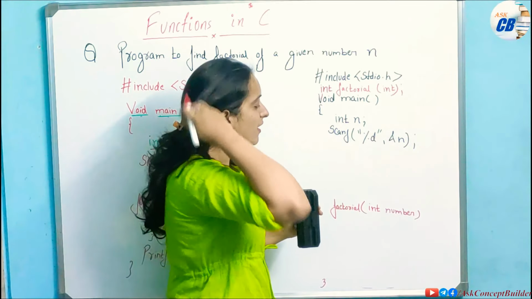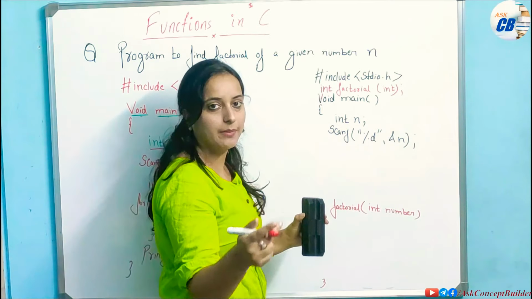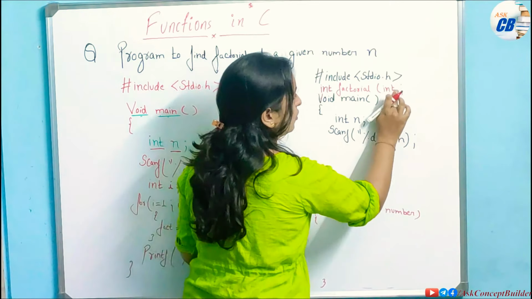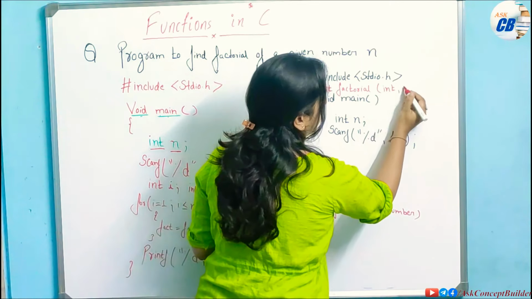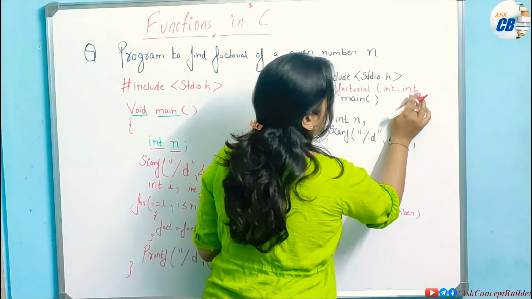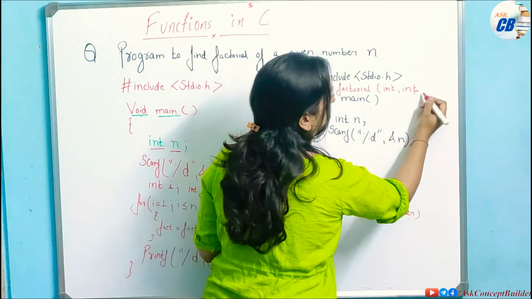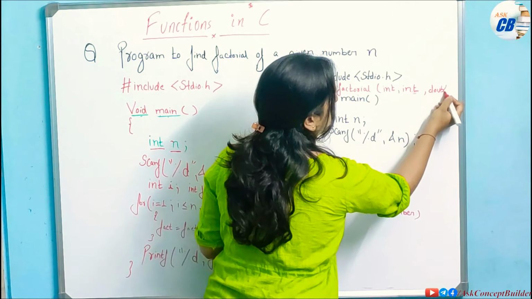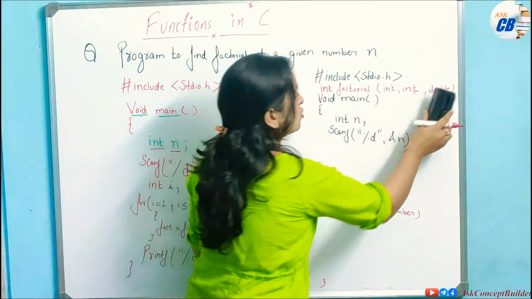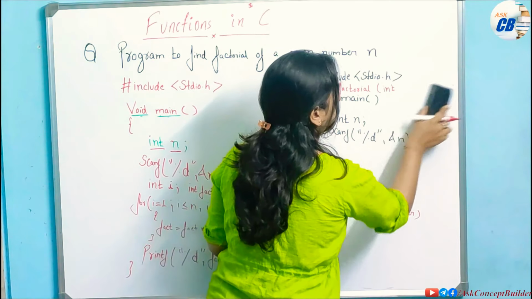If I have two parameters, int a1 and int a2, then in the declaration I write int, int, because only the data types need to be written here. If I have three, I can write int three times. If I have one double, I can write double. Only the data type I have to write here, but here only one parameter is there, so up to here I will include only this int.